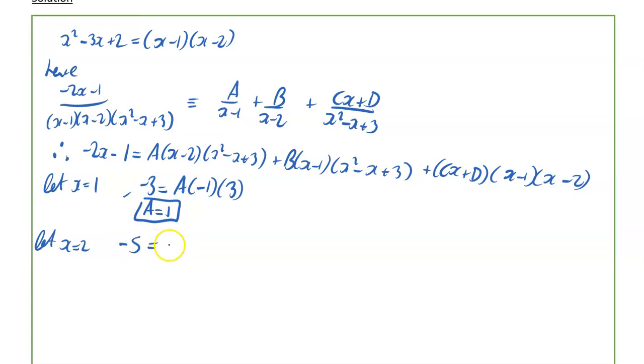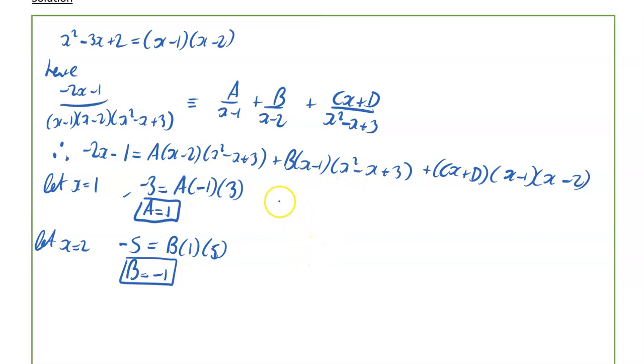On my left-hand side, I'll get minus 5. My right-hand side, I will just be left with b upon, it's going to be 1 for this bracket. We'll put 2 into this bracket. I will get 5. So you just get b is equal to minus 1. So I've got my a value and I've got my b value.